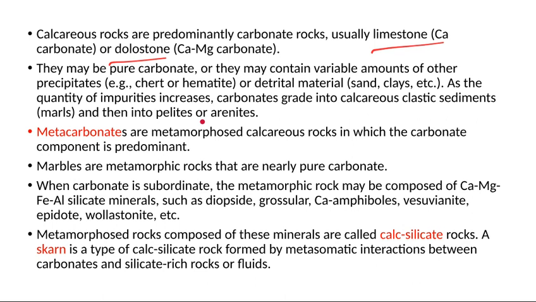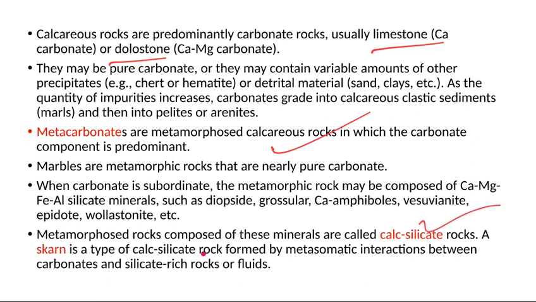gives the skarn formation, which is a very important economic source of REE, Fe, gold, tungsten, tin, zinc. And the lead-zinc deposit of Jawar is skarn, na? Yes, maybe, now we'll see. Jawar is skarn, and this is the thing. Metacarbonates are the metamorphosed calcareous rocks.